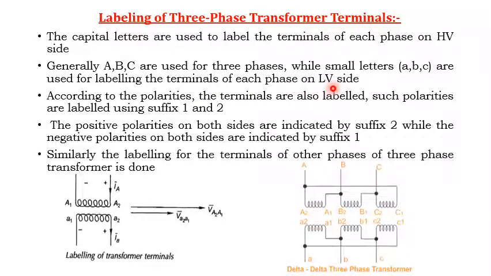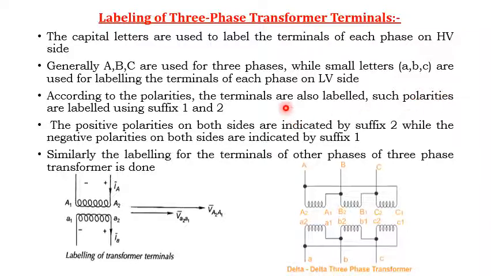So that means at the HV side we use the capital letters A, B, C, and at the LV side we use the small letters a, b, c. Now according to the polarities, the terminals are also labeled. What are the terminals? Either the positive terminal or the negative terminal. So how can you label these terminals?